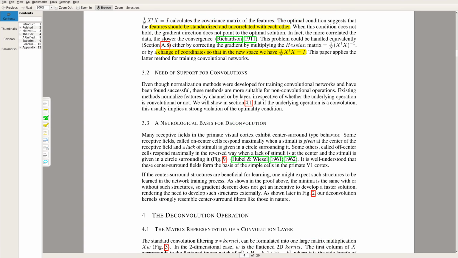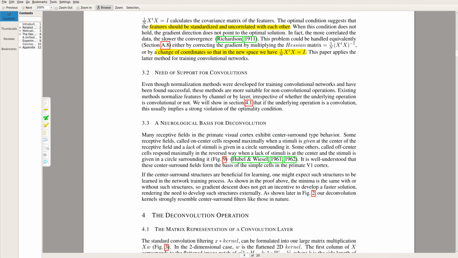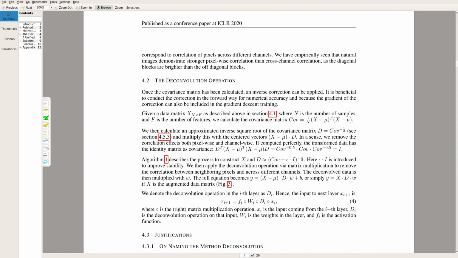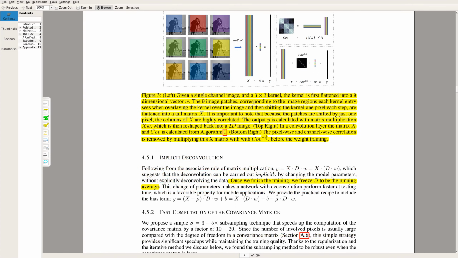And if you have this condition satisfied, then you will get faster convergence. And indeed, they observe some faster convergence if they manage to ensure this condition, changing the basis of the input values in a smart way. So they have this idea of the deconvolution, and they perform the deconvolution on each of the layers. But is there a more intuitive way to describe this deconvolution?